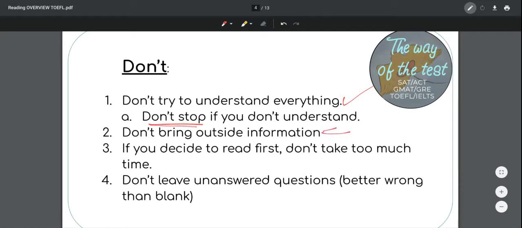You do not bring outside information. I mentioned this before. Remember, even if you know something that is true because you may have done your thesis on it, you read 10 books on the topic, you still do not bring the outside information. It doesn't exist. Only the information in the text exists.